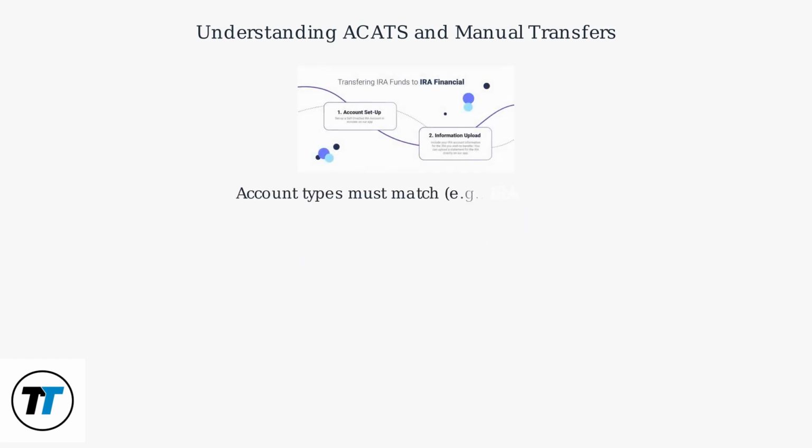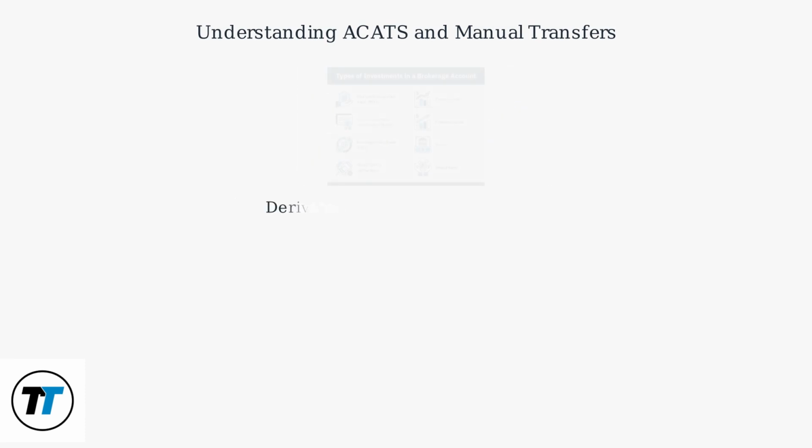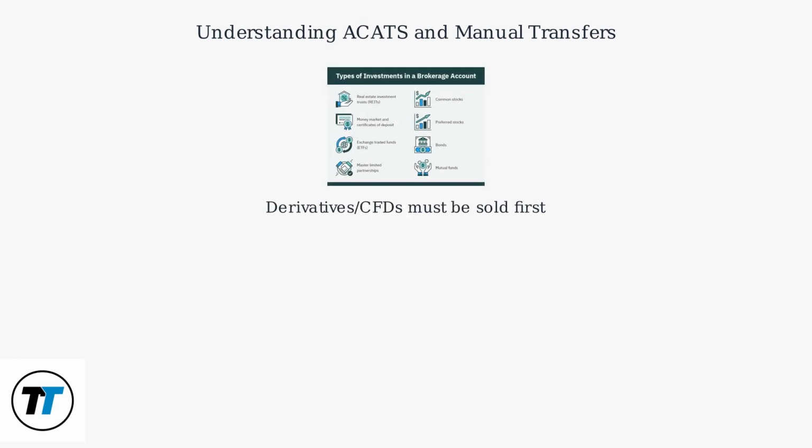To proceed with the transfer, ensure your accounts are eligible. Account types must match, such as transferring from one IRA to another IRA. Finally, note that derivatives or CFDs typically cannot be transferred directly. These positions must be sold before initiating the transfer.